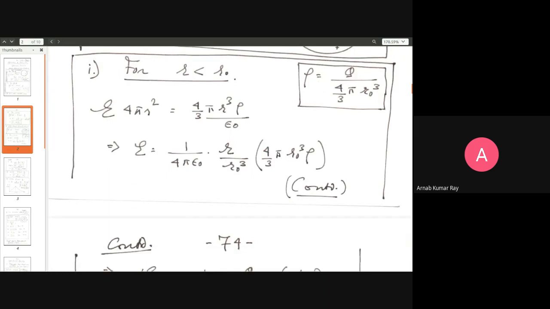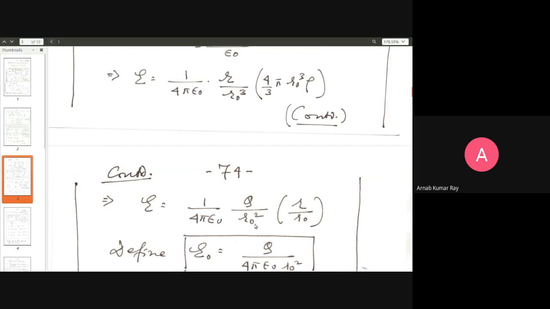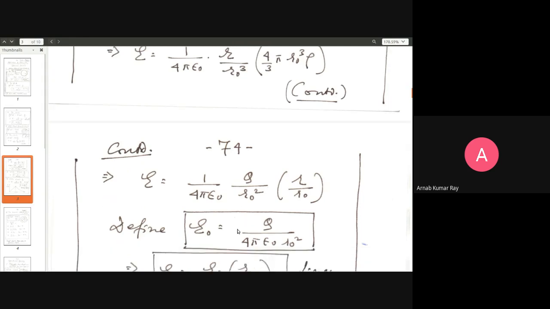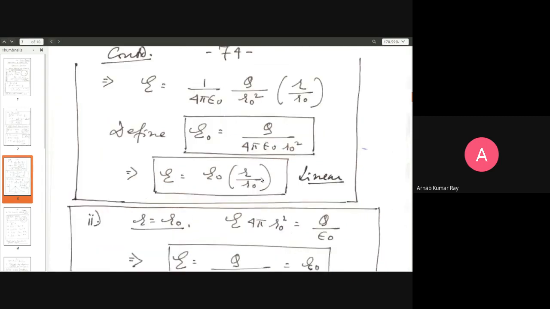Okay, and rho into this volume will be the total charge capital Q, divided by R naught squared into R by R naught, and Q by 4 pi epsilon naught R naught squared you define as E naught. So that is E naught, and so E is equal to E naught into R by R naught, which is a linear relationship. Then R is equal to R naught.